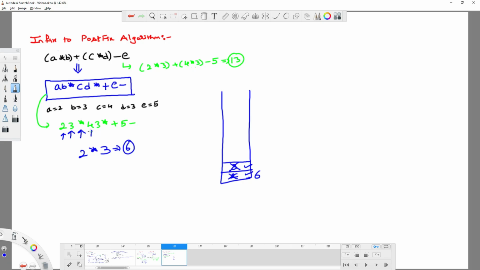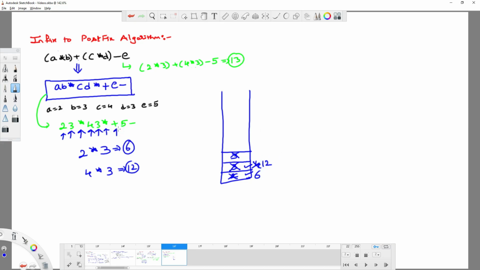Done. Next you got 4, push into the stack. Next you got the number 3 once again, push into the stack. Next you got the multiplication operator. Whenever you get an operator, what do you have to do? You have to pop out the topmost two elements. The first pop will be the second operand, and then star 4. 4 3s are 12. Push the result back into the stack. 12 will be pushed back.